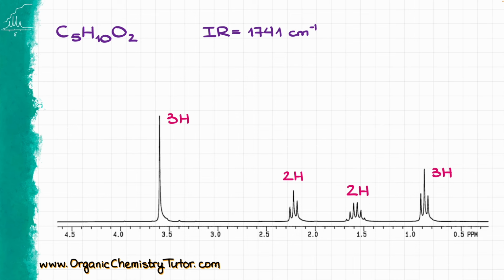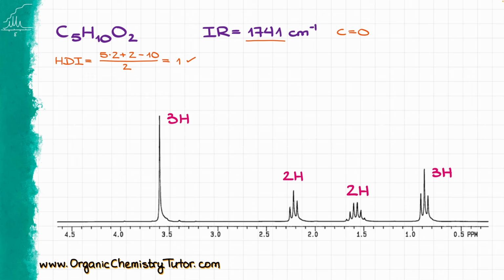Step number 1. Hydrogen deficiency index, which in this case is again going to be 1. The IR showing a peak at 1741 is again going to suggest that we have a carbonyl, so that accounts for the 1 degree of unsaturation that I already have, which means that I am not going to expect any other double bonds or any cycles on top of that.